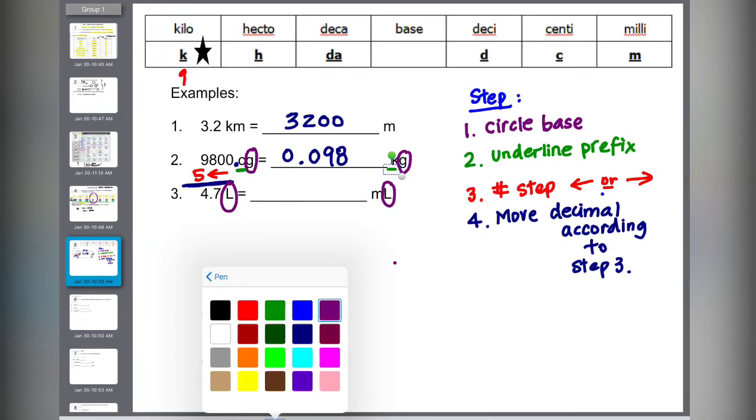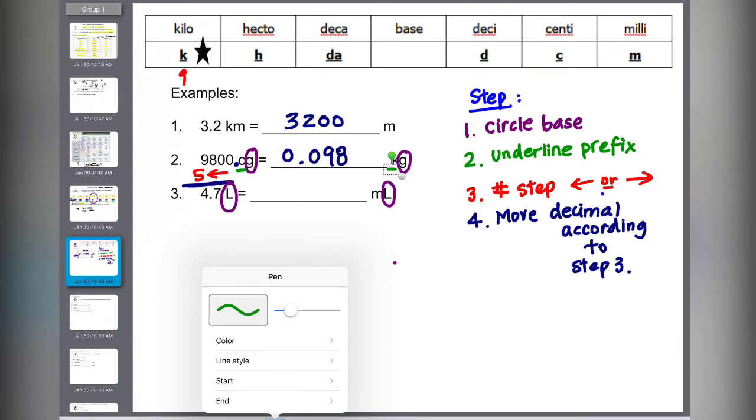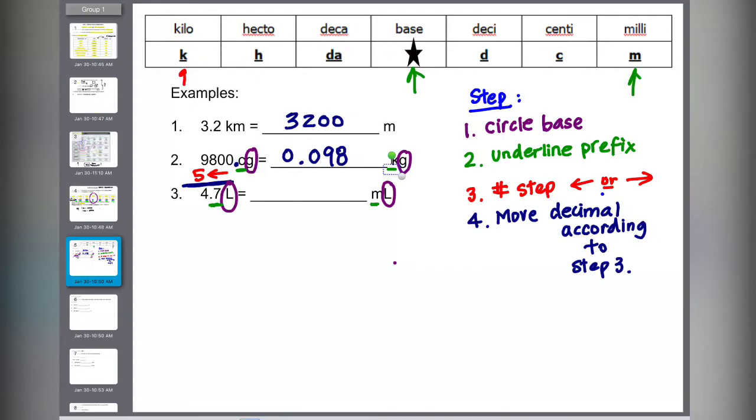Underline my prefix, the letter that is in front of the base. I have nothing, and the M. Nothing means I'm starting at the base. I have to go to milli, okay, base to milli. So I'm going to take my star. I start on the base. You don't count that step. I have to move how many steps to go to the M. Is it towards the left-hand side or the right-hand side? So I have to go 1, 2, 3 steps to the right. So 3 steps to the right.